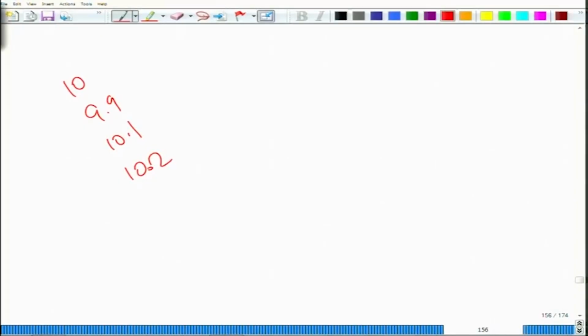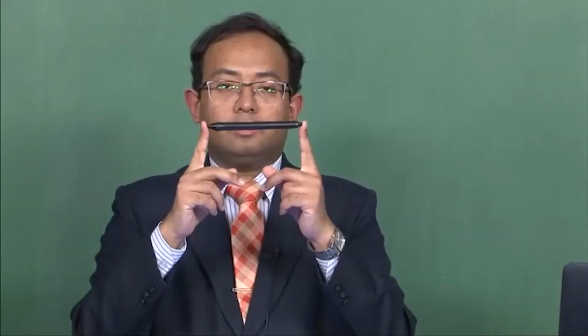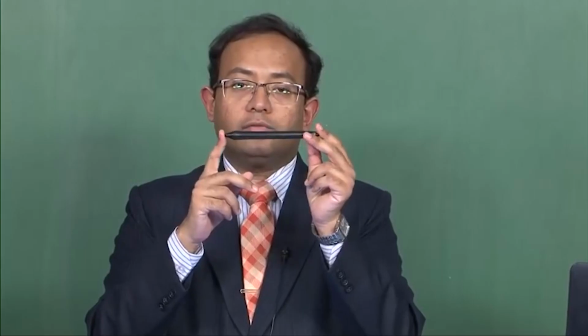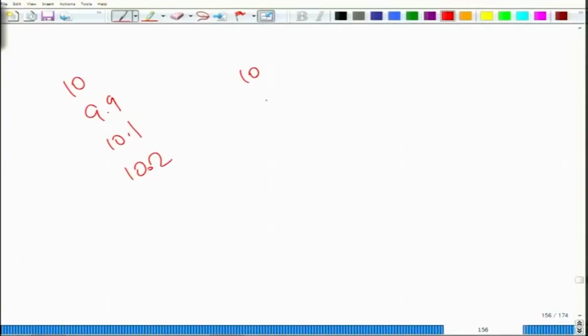There is another set of measurements. Another person goes and measures this pen, and he or she figures out that these lengths are say 10 centimeters, 9.5 centimeters, 11 centimeters and say 11.5 centimeters.